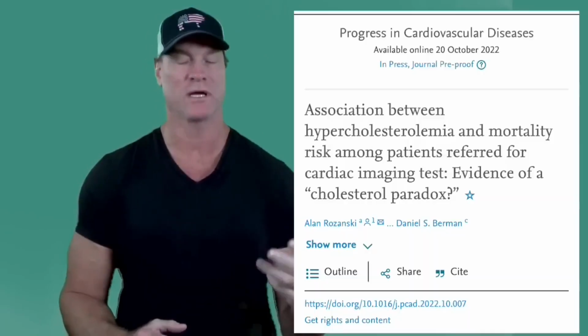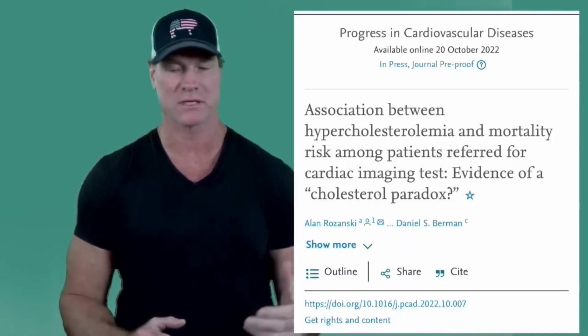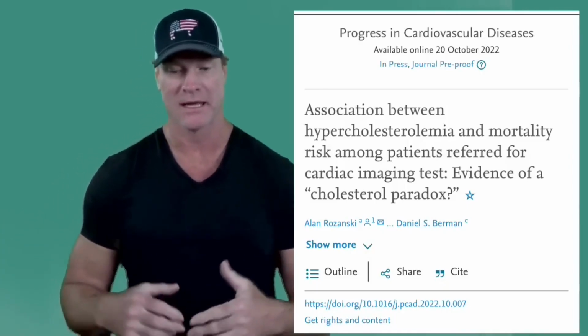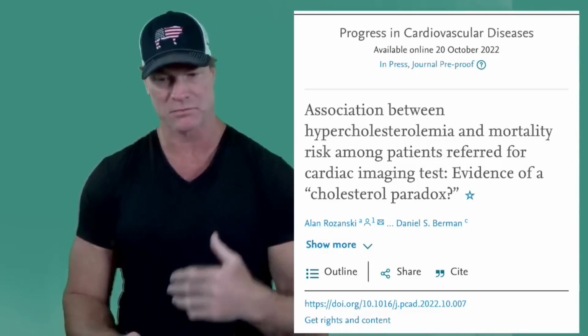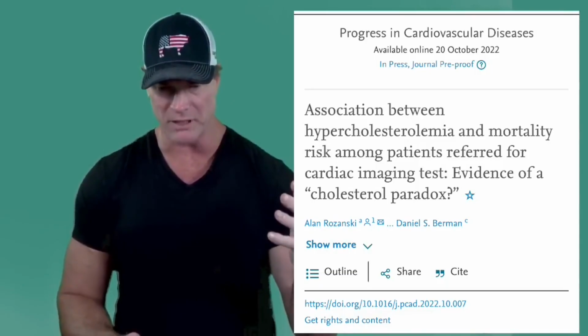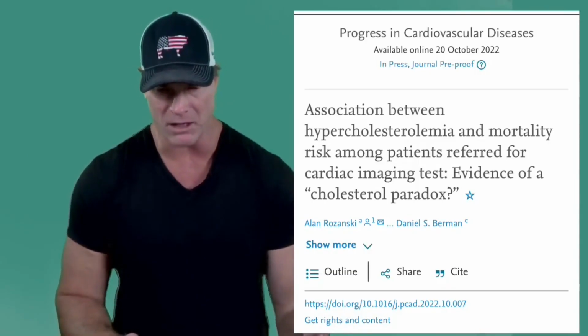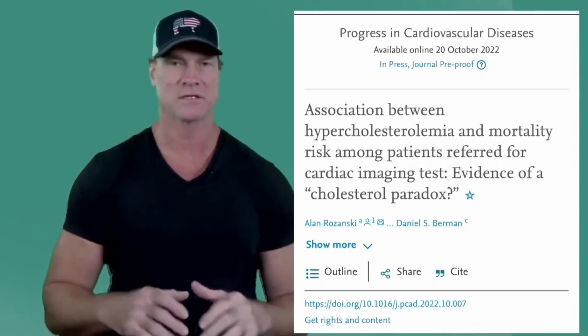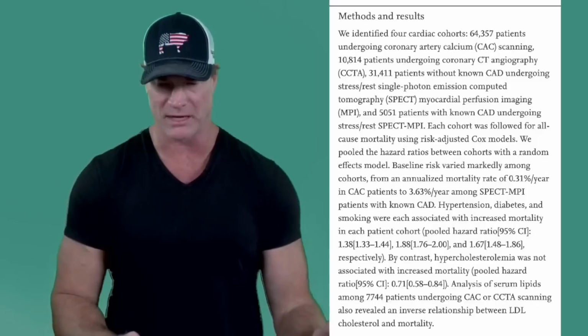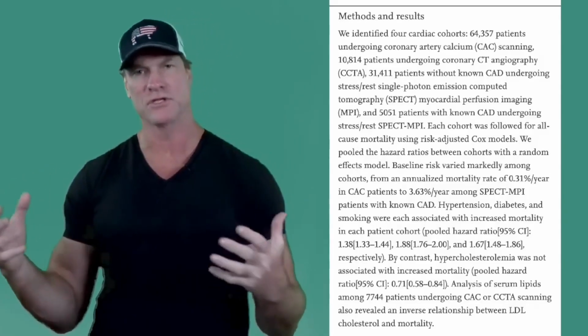Okay, another study just came out looking at the relationship between high cholesterol and mortality, cardiovascular mortality, total mortality. It is entitled The Association Between Hypercholesterolemia and Mortality Risk Among Patients Referred for Cardiac Imaging Test, Evidence of a quote-unquote cholesterol paradox. This study was published in the Journal of Progressive Cardiovascular Disease. Main author, Alan Rozanski, senior author, Daniel Berman. And what they did is they looked at 4 different groups, 65,000 or so people that were referred for cardiac imaging.